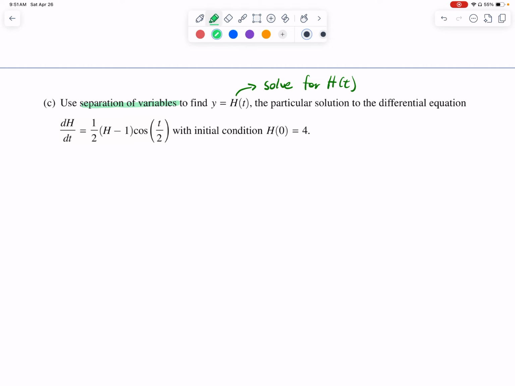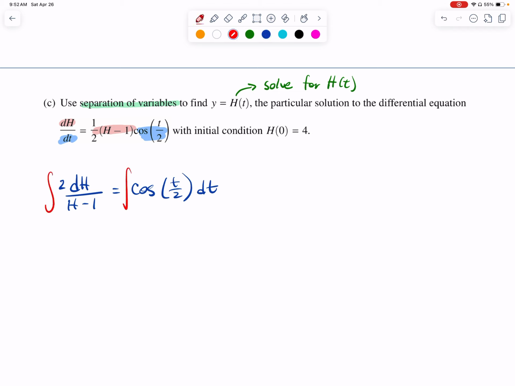Okay, so I'm going to color code some of this. H stuff is going to be this, and then our t stuff is going to be this. And let's go ahead and do our separation. So dh, and I'll have to divide this over, so h minus 1. And it's possible you want this 2 over here, as in multiply this 2 over. I don't know. We'll just see. Is equal to the cosine of t over 2. And then bring the dt over. Don't forget that guy. And then we're integrating on both sides of this.